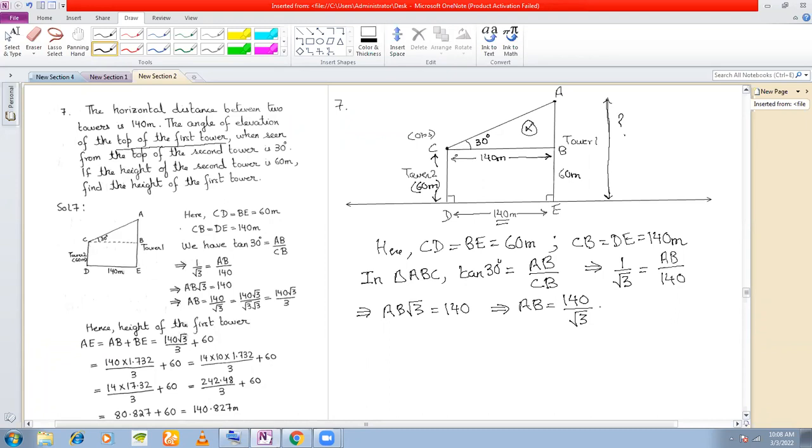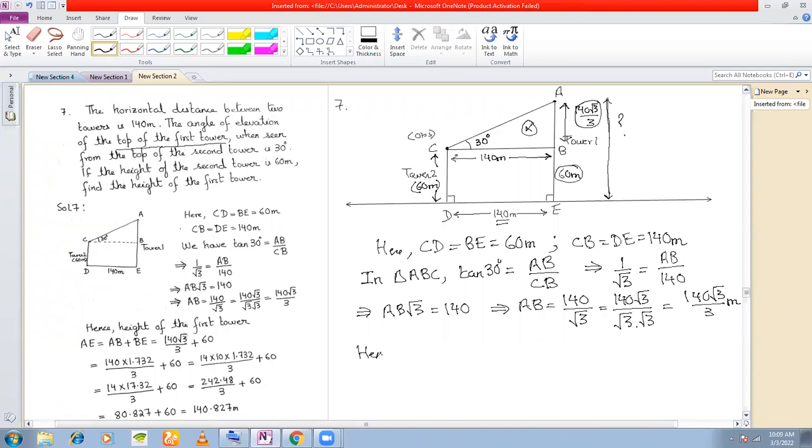Now you need to rationalize the denominator here. So 140, you multiply the numerator and denominator by root 3. So you get 140 root 3 by 3 meters. This is the length of AB. Now the question is, find the height of the first tower. So if this length we have found out as 140 root 3 by 3, then what should be the length of the tower AE? It should be this length, 140 root 3 by 3 plus 60 meters, right?